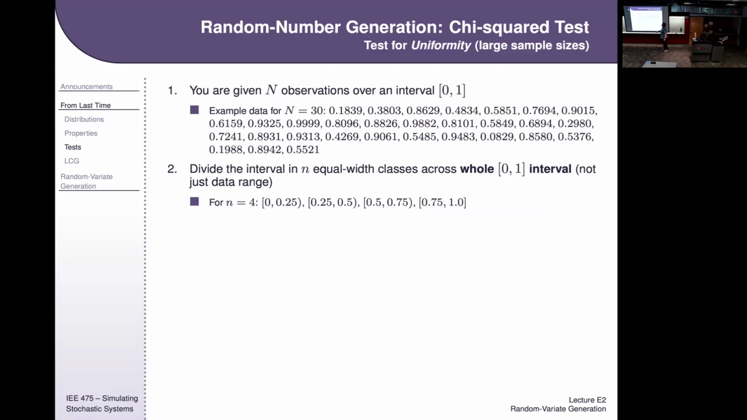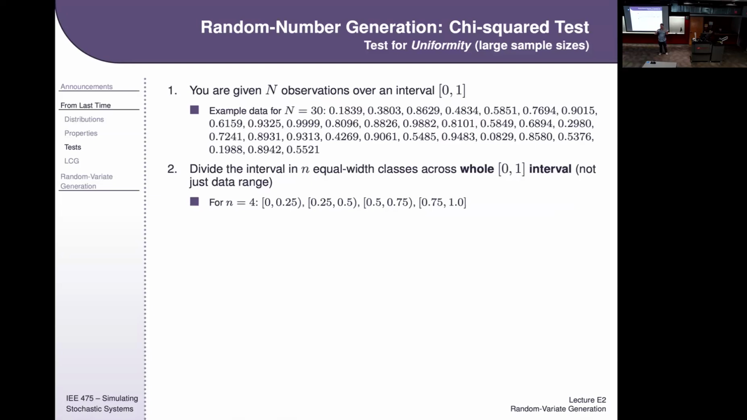So there's 4, and this is important: you go over the entire expected interval. The null interval is from 0 to 1. Some students, when they do this, look at all the numbers, find the biggest number and the smallest number, and then use that as an interval and cut it up into 4. That's not what you want to do.